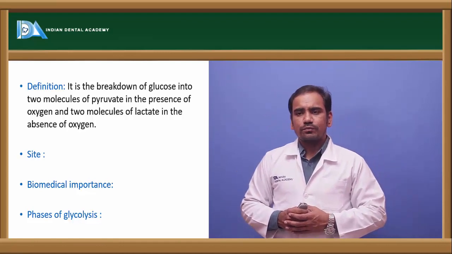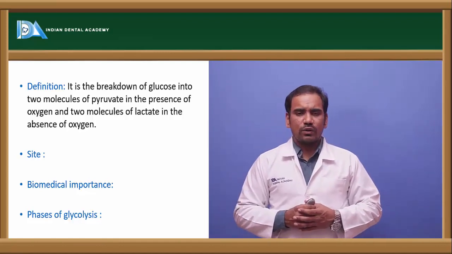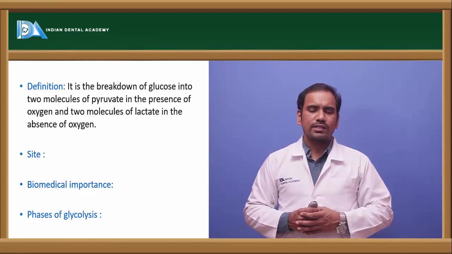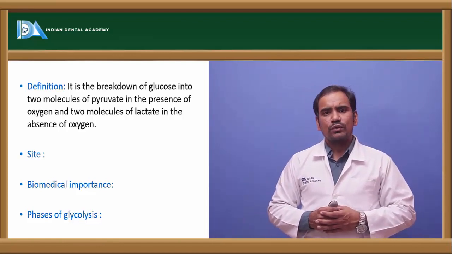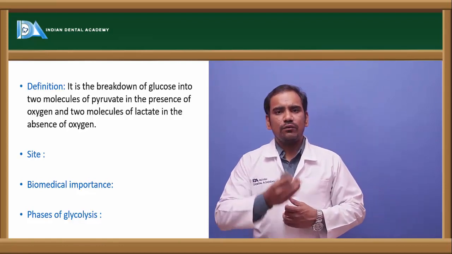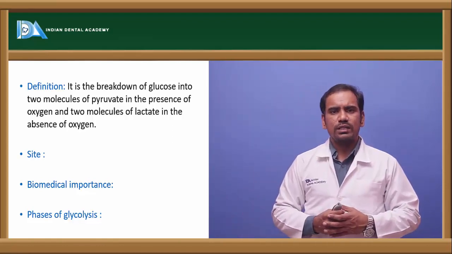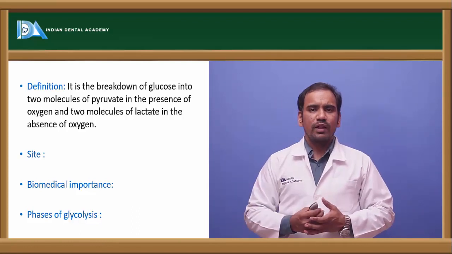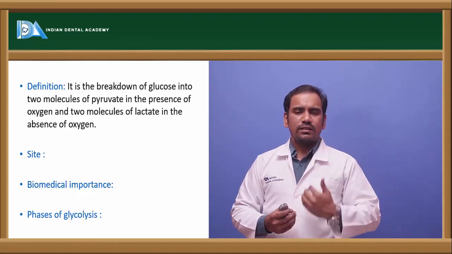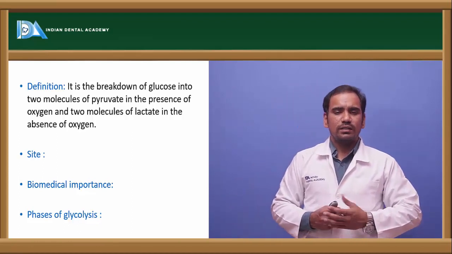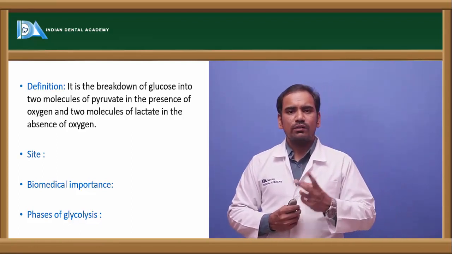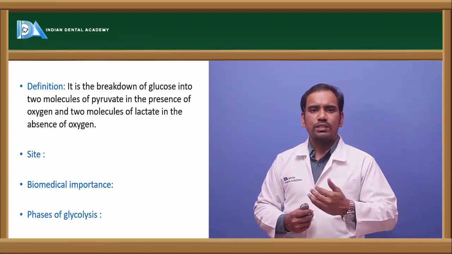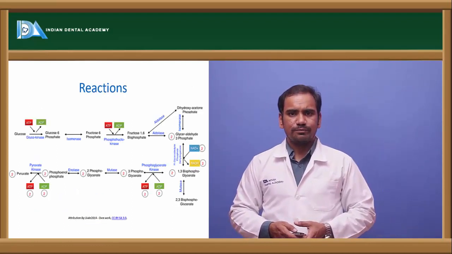And coming to the phases of glycolysis, we have two phases, phase 1 and phase 2. Phase 1 is the energy investment phase and phase 2 is the energy generation phase. First you are investing the energy, and then energy is derived in the next phase. So basically we have two phases. Phase 1 is the energy investment phase, phase 2 is the energy generation phase.